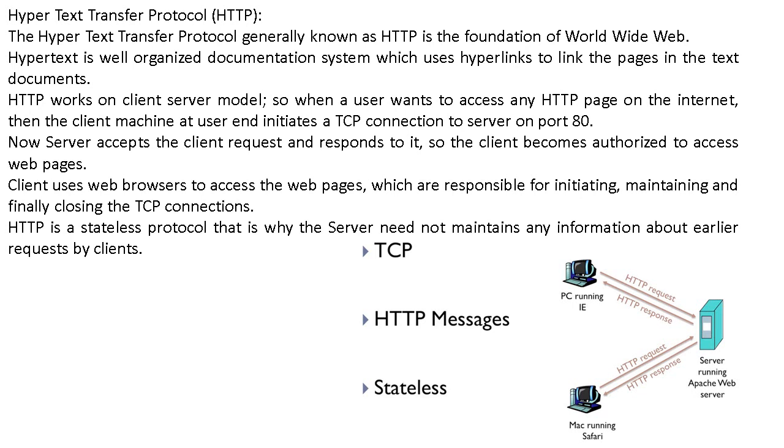When a user wants to access any HTTP page on the internet, the client machine at the user end initiates a TCP connection to the server on port 80. The server accepts the client request and responds to it, so the client becomes authorized to access web pages. The user uses web browsers to access the web pages, which are responsible for initiating, maintaining, and finally closing the TCP connections. HTTP is a stateless protocol. That is why the server need not maintain any information about earlier requests by clients.